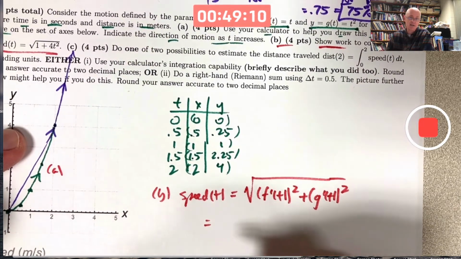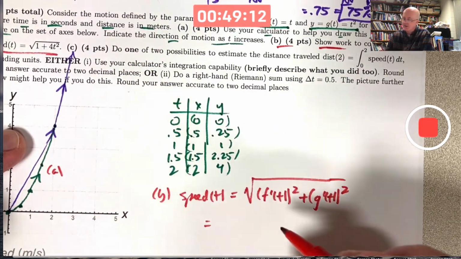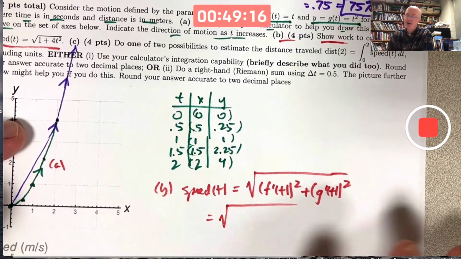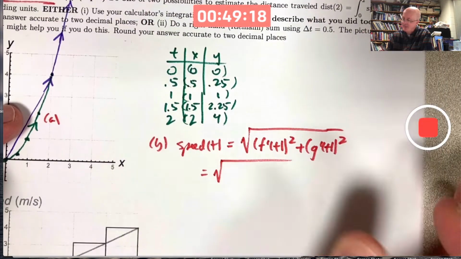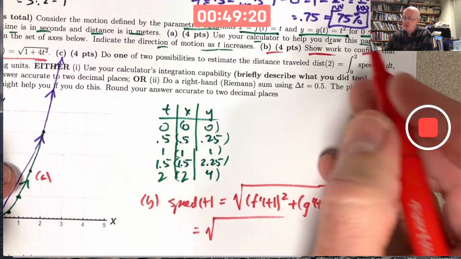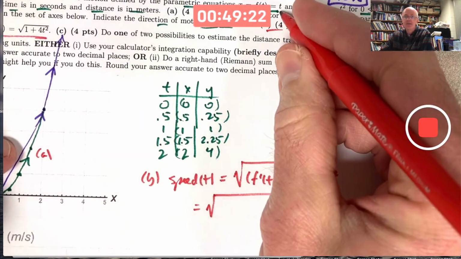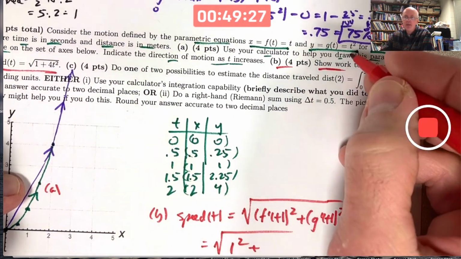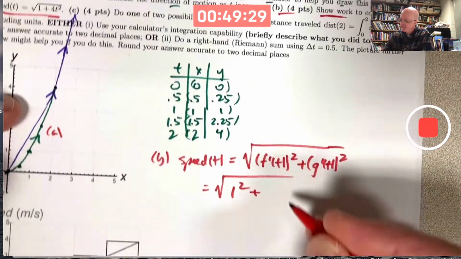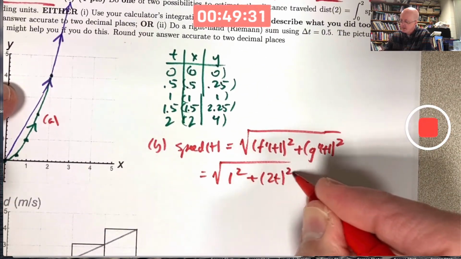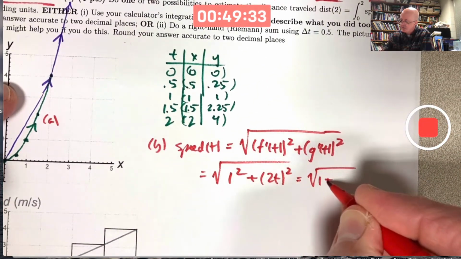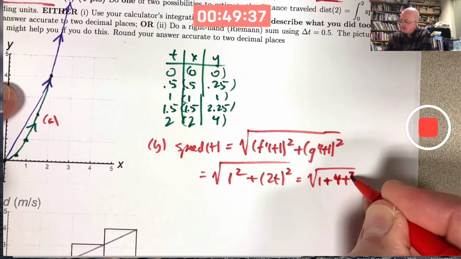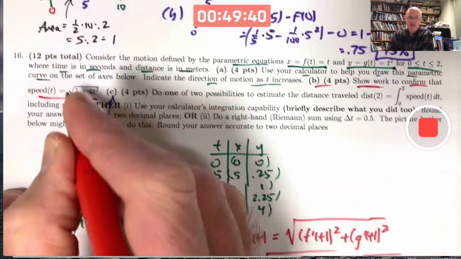Though you might wonder, why does the velocity vector have components f prime and g prime? I won't get into that. If you don't know about the vectors, then don't worry about it. But we do need to find f prime and g prime. f of t is t, so f prime is 1. g prime is 2t. So I simplified to the square root of 1 plus 4t squared, which is what I said the answer was.